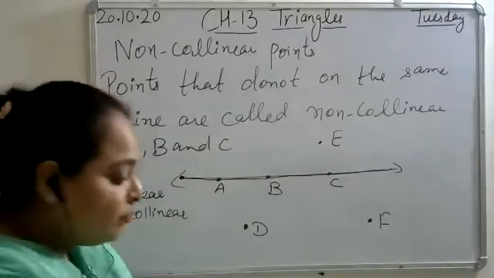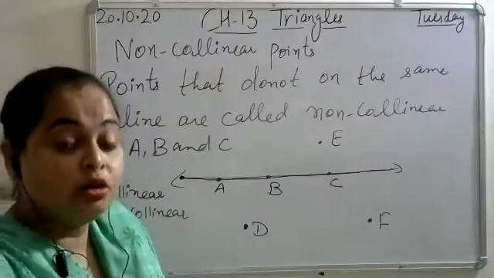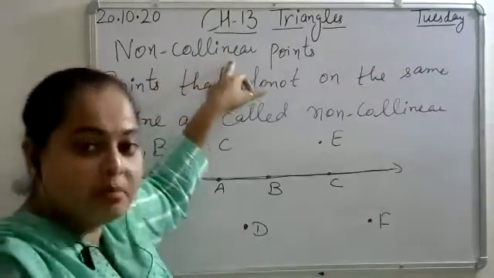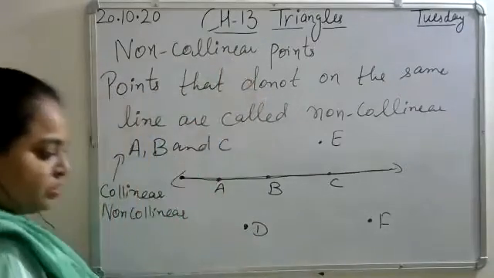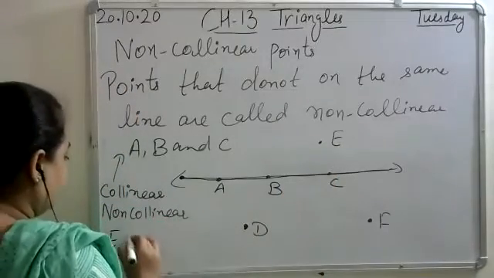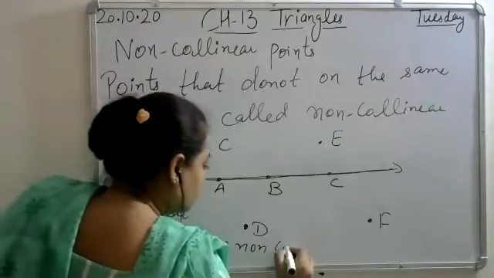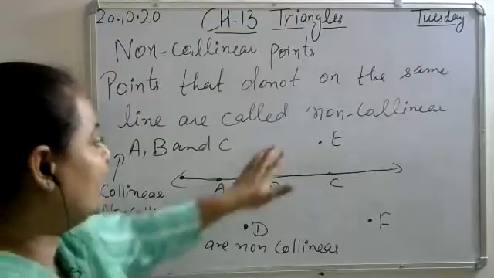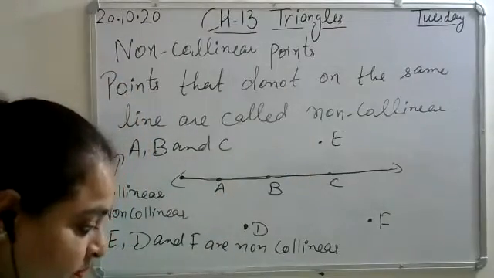Now tell me which points are non-collinear. Non-collinear means not on the same line, at different positions. Yes, very good. So E, D and F are non-collinear. So this is the concept of collinear points and non-collinear points. Very good, Arav.